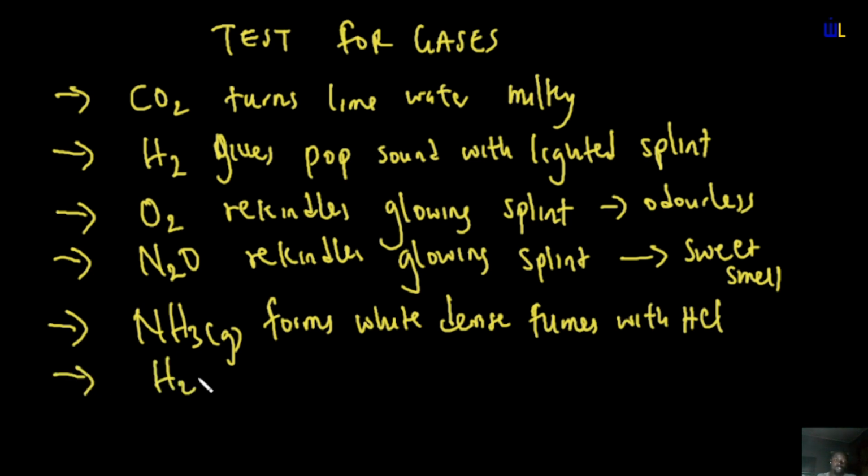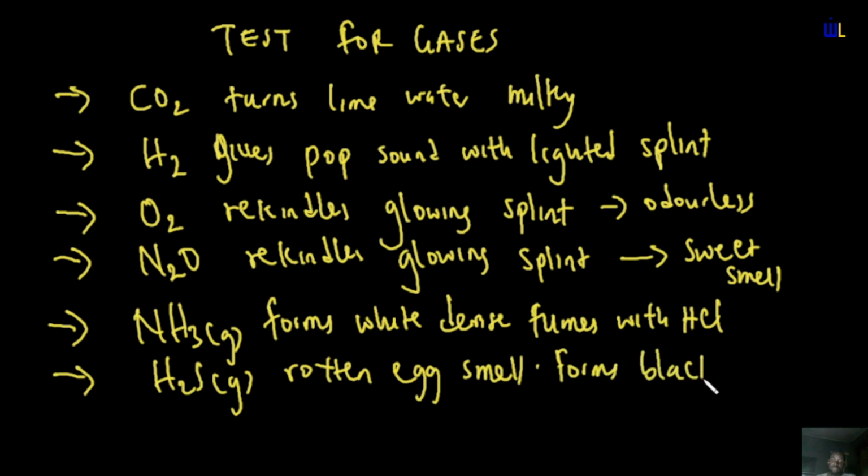Okay, then we have H2S gas. Hydrogen sulfide gas is characterized by its rotten egg smell. So imagine a rotten egg. The smell of a rotten egg is actually the smell of H2S gas. However, the reagent used to test for H2S is a solution of lead-2 ethanoate. Why? H2S reacts with lead-2 ethanoate to form a black precipitate of PbS.